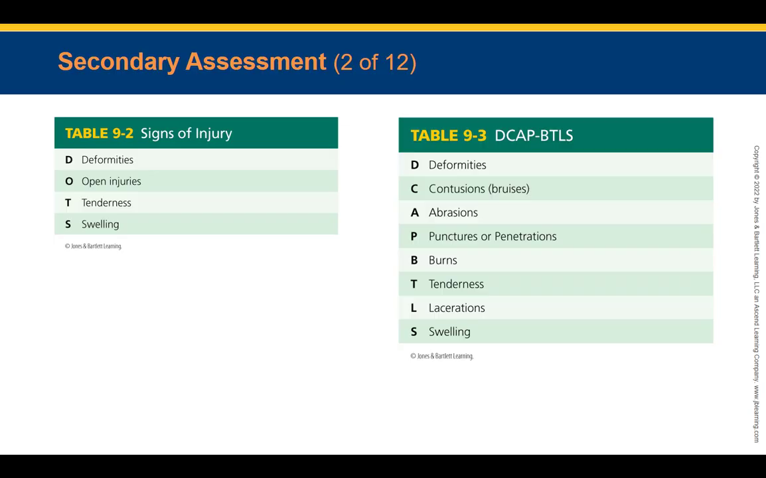B stands for burns, first, second, or third degree burns. T is for tenderness. If you don't see anything but you touch that area and it hurts, that's tender, right? Lacerations are cuts. They could be smooth or jagged, but it's a rip or a tear or a cut. That's a laceration. And then, of course, we have swelling. Is there anything that is out of proportion? It looks like it's all inside.